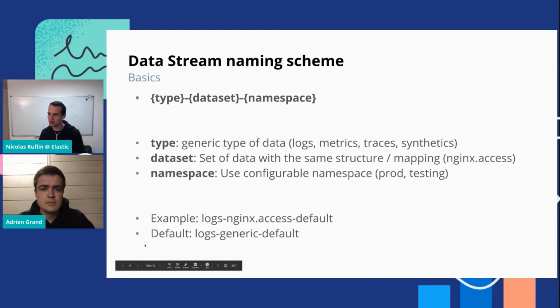And if you didn't know what your dataset or namespace is, just ship it to logs dash generic dash default. So this very basic concept is defining the type, the dataset, and the namespace for your data. In most cases, just use the default namespace. You're going to automatically use the new data stream naming scheme. Keep in mind, it needs to be one of these 4 types.